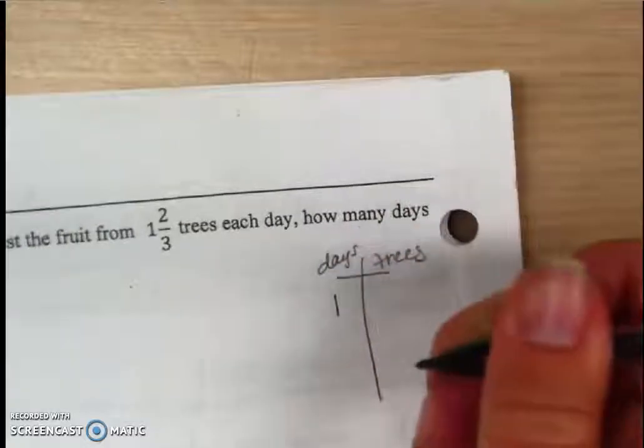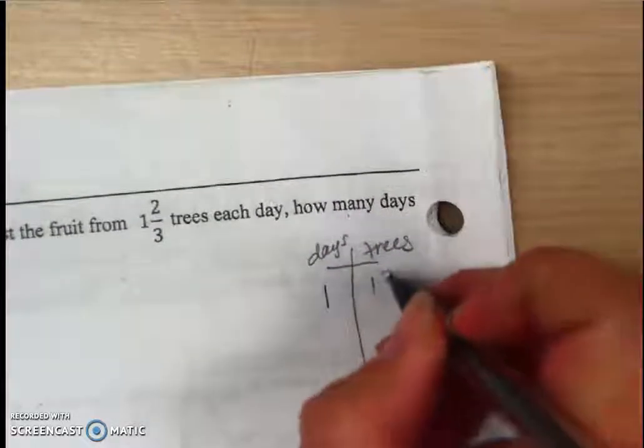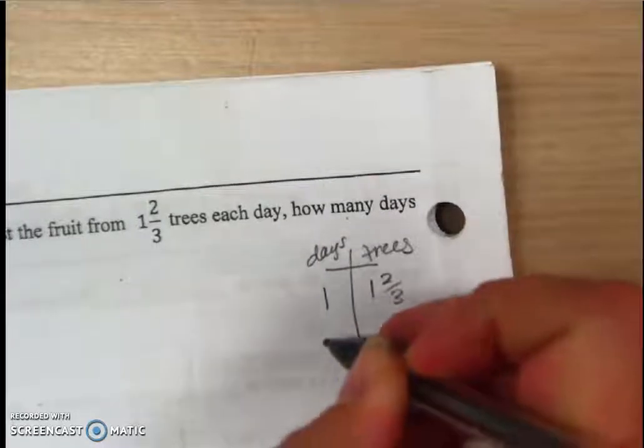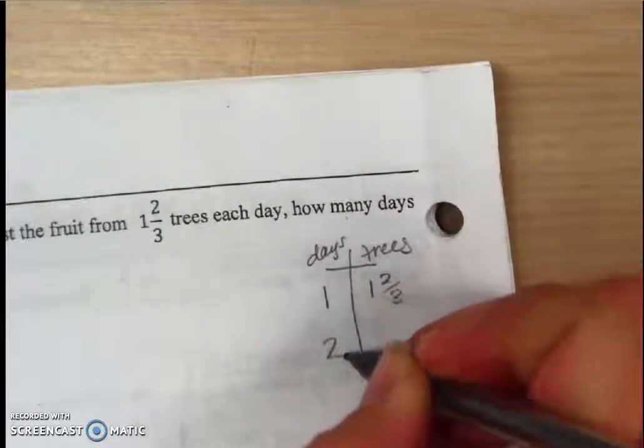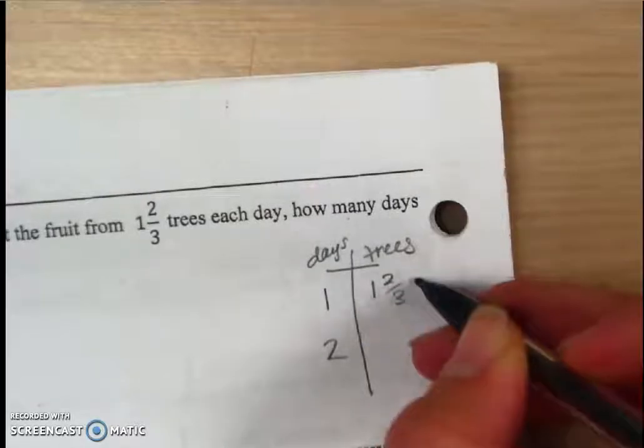Well, I know if I work for just 1 day, then I'm only going to be able to harvest 1 2/3 of a tree. If I work for 2 days, let's see, what would be twice that? So let's see, big by the bottom, add the top, that'd be 5/3.